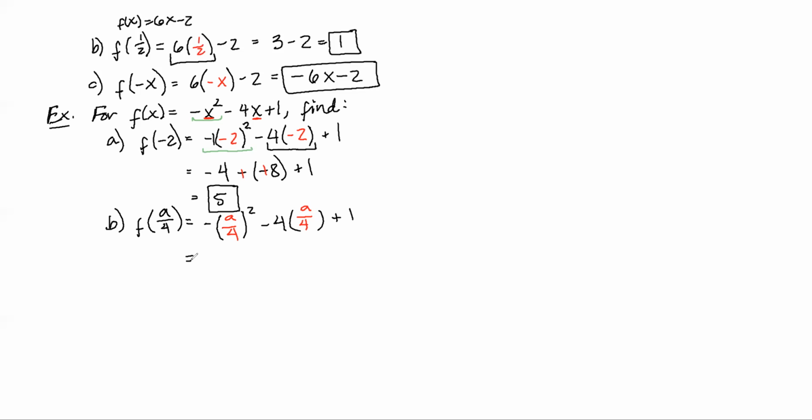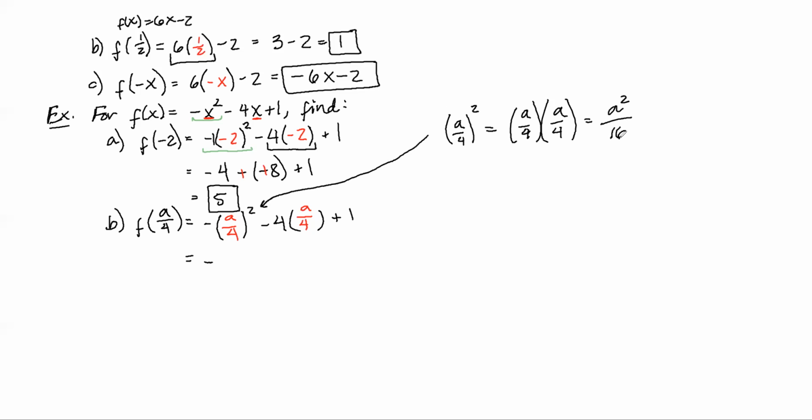And now, same thing here, we want to make sure we square inside the parentheses before we apply this negative. So I'm going to leave the negative out in front. And now a squared, so you can think of, let's do this, a over 4 squared. This is the same thing as a over 4 times a over 4. And then multiplying straight across, a times a is a squared. 4 times 4 is 16. So we get a squared over 16, and I'm just going to leave that negative out in front.